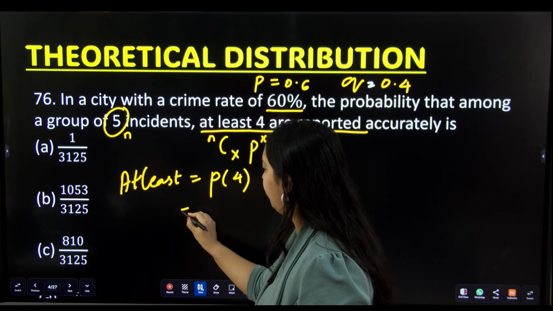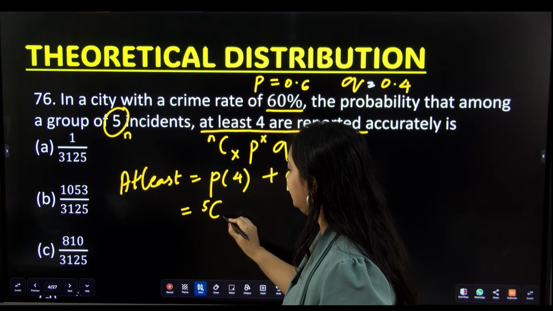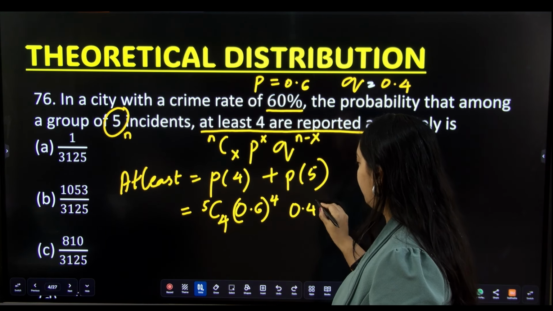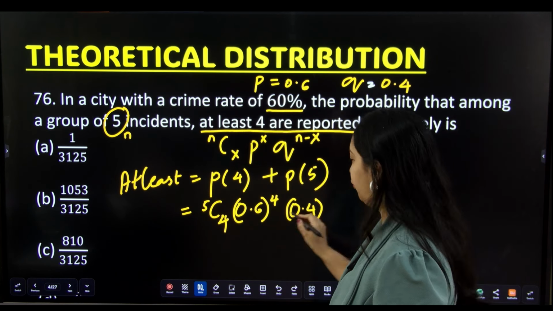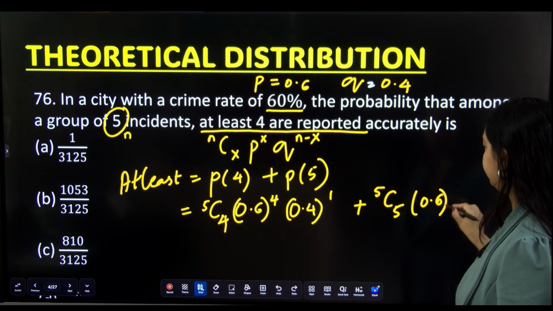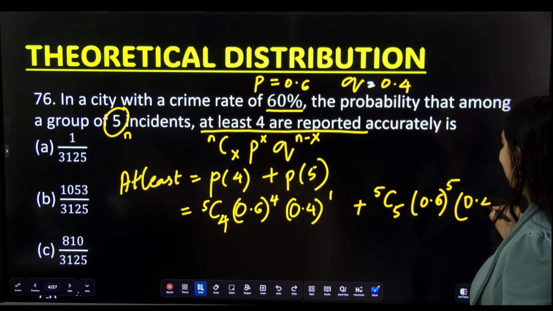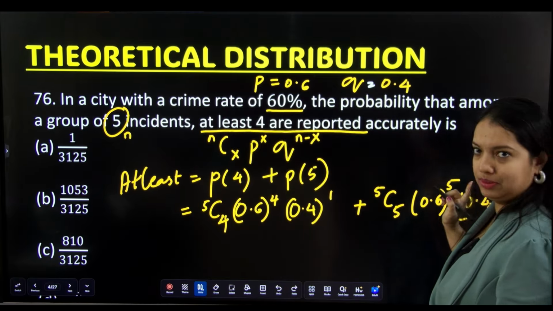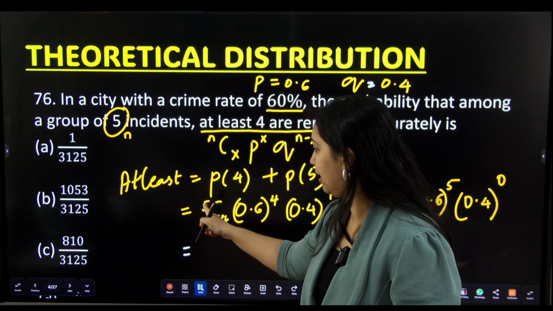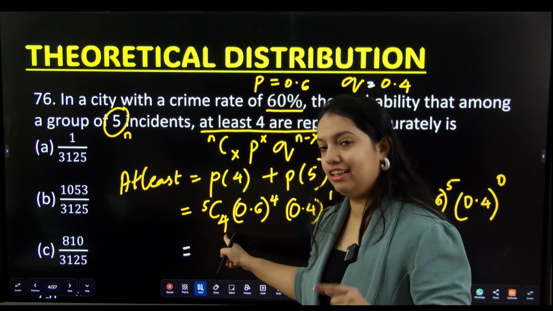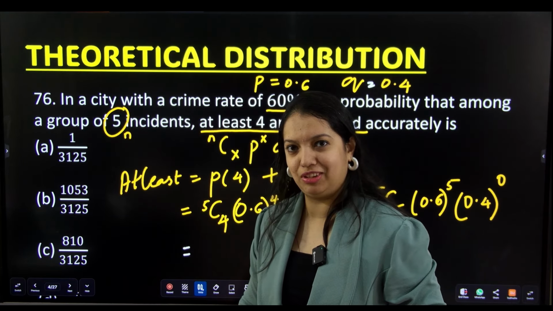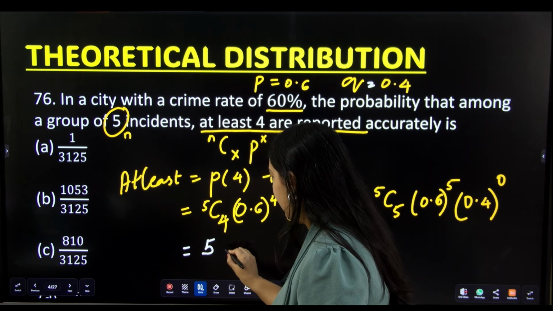How do you solve this? Apply the formula. n value is 5. nCx p 0.6 power x, q 0.4 power n minus x, 5 minus 4 value is 1, plus nCx p power x q power n minus x, 5 minus 5 value is equal to 0. We all know how to calculate 5C4. This can be converted as nC(n minus r). nCr is nC(n minus r). 5C4 is 5C(5 minus 4), 5C1. And what is nC1 value? n. So this is 5 into.